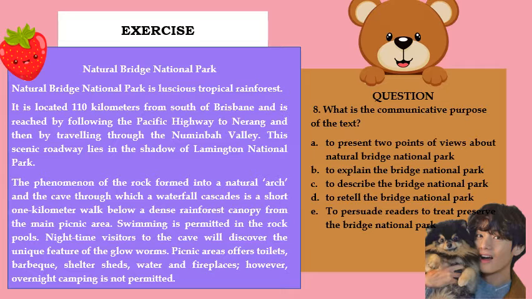Question 8. What is the communicative purpose of the text? A. To present two points of view about Natural Bridge National Park. B. To explain the Bridge National Park. C. To describe the Bridge National Park. D. To retell the Bridge National Park. E. To persuade the reader to perceive the Bridge National Park.